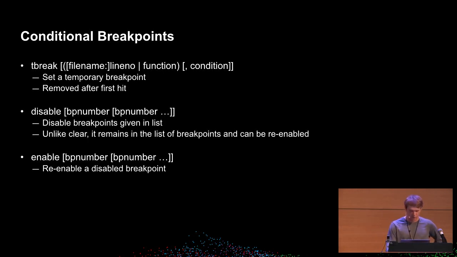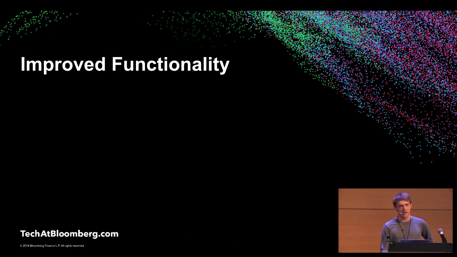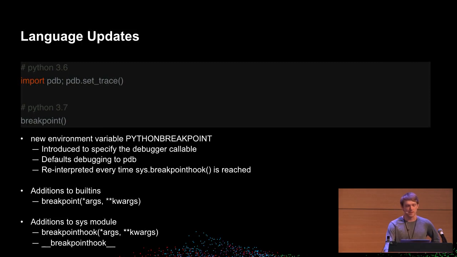I think we now have a good basis to go through and look at the improved functionality that Python 3.7 gives us. We talked about the update. We no longer have to write 27 characters, import a module, and set a breakpoint. We just have this breakpoint function. But what's going on under the hood? It's actually looking at a new environment variable that the language introduced.